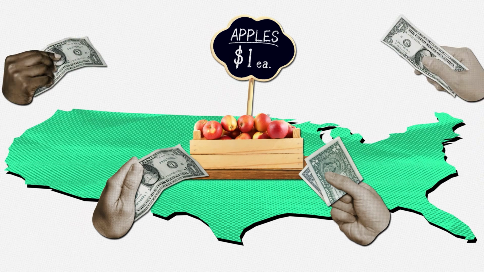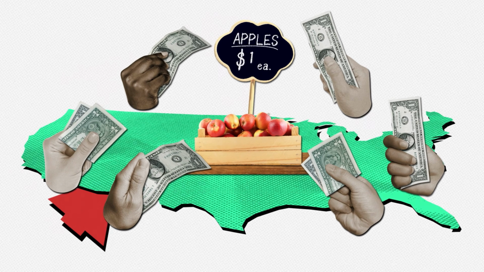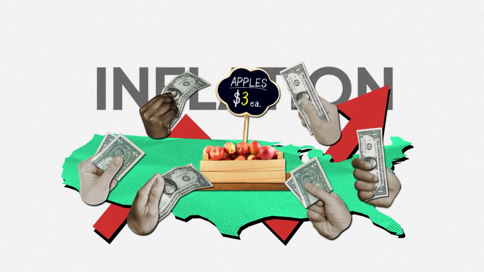Okay, so our unnamed country gets all this gold, and here's what should have happened. They should have printed a ton of money. When you print money, you have more money chasing the same goods, so prices go up. That's inflation.